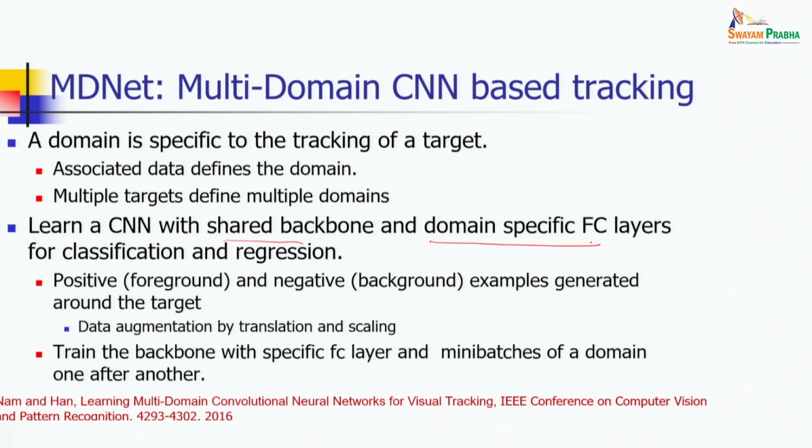So during the training stage, you train the backbone with a specific FC layer and mini batches of a domain one after another, which means there is a fixed network. I will come to that architecture later on. There are certain variable parts of the network. During training, you vary this part, and you also train this part. Once it is trained, then during the testing stage, when you take a new model, you only tune this part. So this is the approach, and that is how it handles the multiple domains.